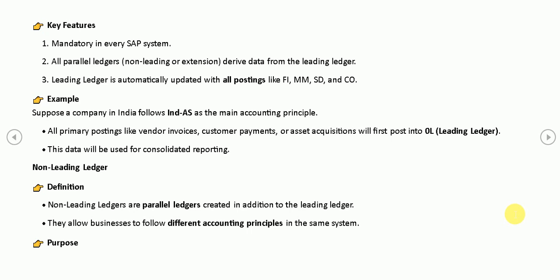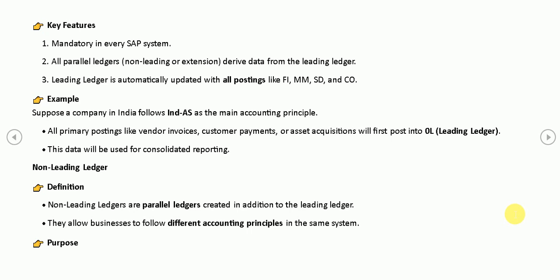All primary postings like vendor invoices, customer payments or asset acquisitions will first post into 0L. So whatever transactions we do, whether a vendor invoice, a customer payment, or an asset acquisition, it is automatically posted in your 0L leading ledger. This data will be used for consolidated reporting purposes.